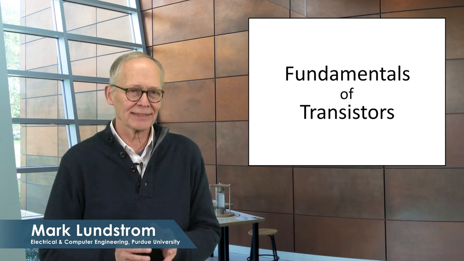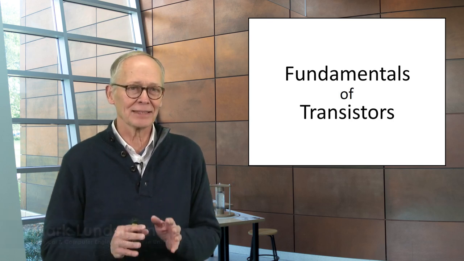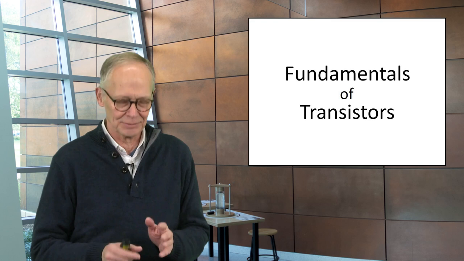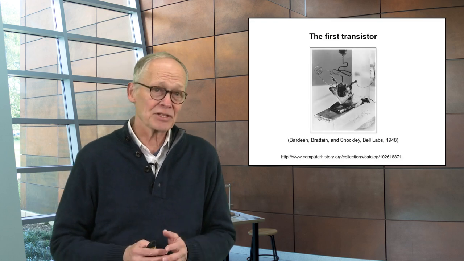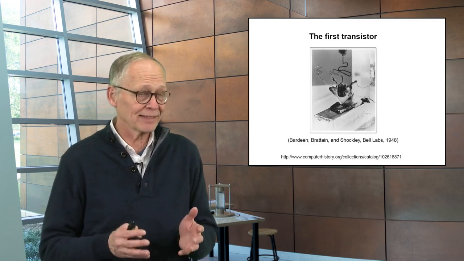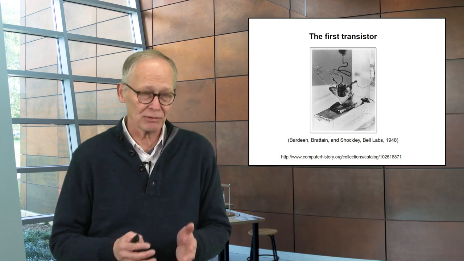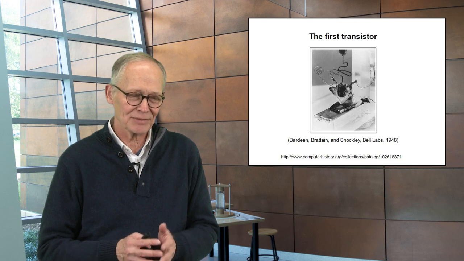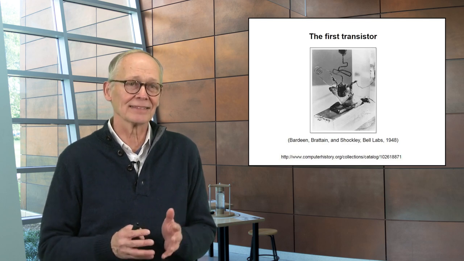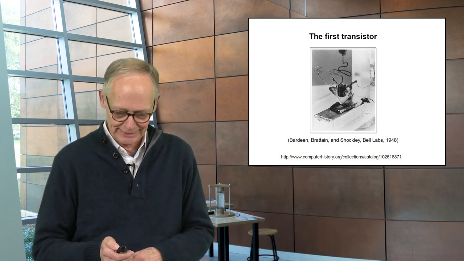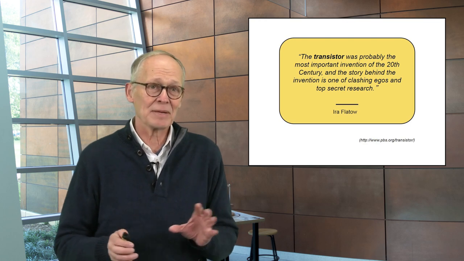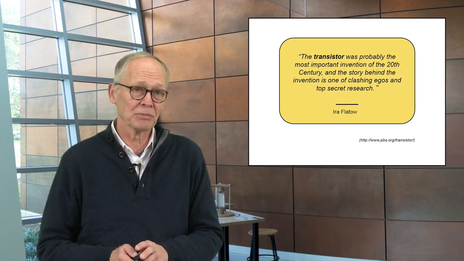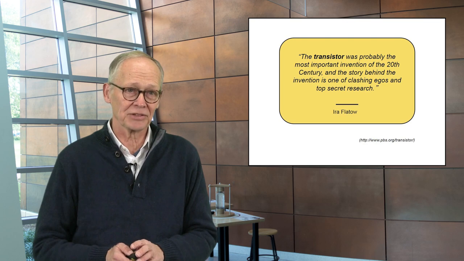It's a course about transistors. Transistors are the basic building blocks of electronic systems. Now, this is an image of the very first transistor. This was invented about 70 years ago at Bell Labs. In looking at this image, it looks rather crude. It would be difficult to predict the impact that this device has had on modern society. Now, many people will argue that the transistor was the most important invention of the 20th century.